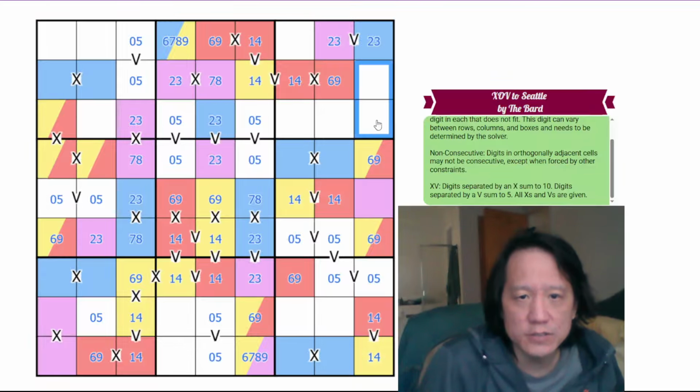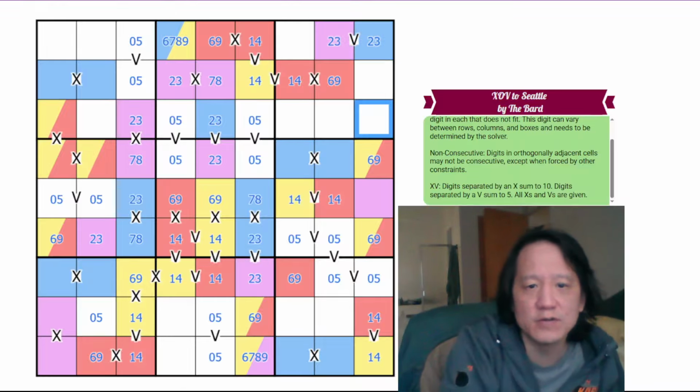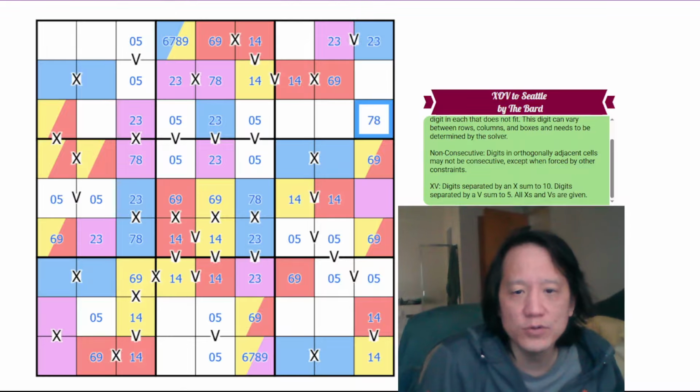Remaining digits. So this can't be 0, 5. It has to be 2, 3, 7, or 8. Cannot be the 2, 3. So this has to be a 7 or 8. And it's blue or pink. We don't know which.